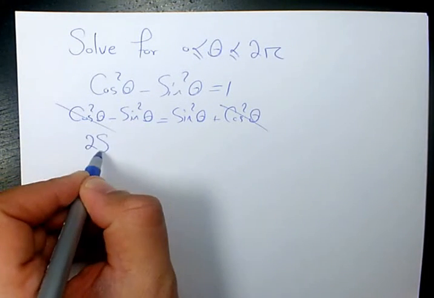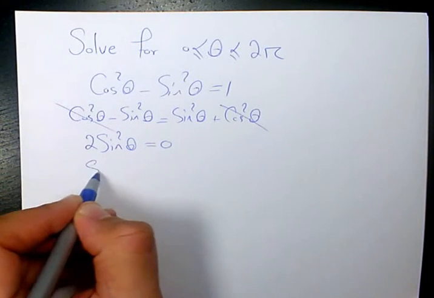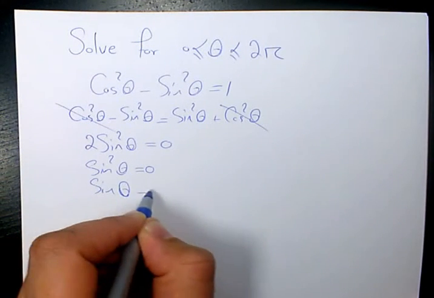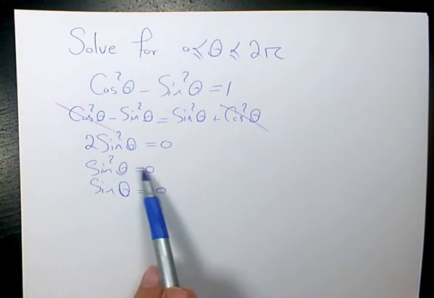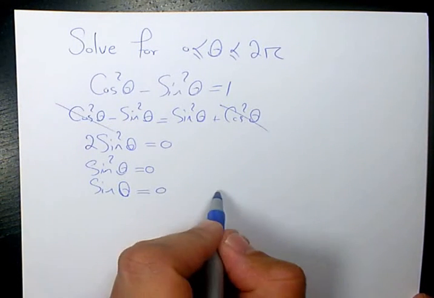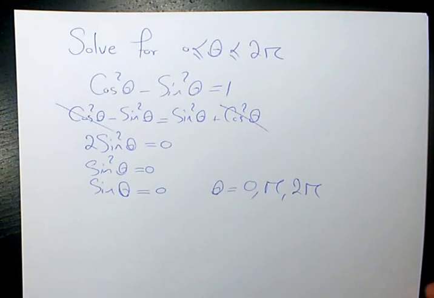So then we have 2 sine squared theta equals 0, meaning that sine squared theta equals 0, or we can say sine theta will be 0, because when you take the square root of both sides, that's going to be sine theta equals 0. And what kind of answers do we have? When theta equals 0, when theta equals pi, and when theta equals 2 pi. So sine 0 is 0, sine pi is 0, and sine 2 pi is 0. So we have 3 answers to this question. So these are the final answers.